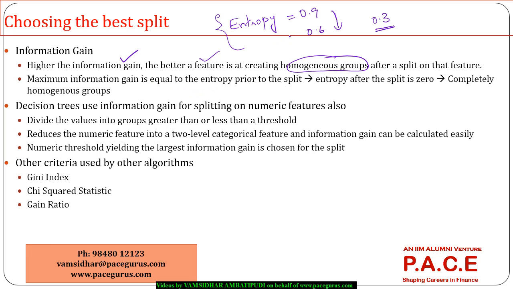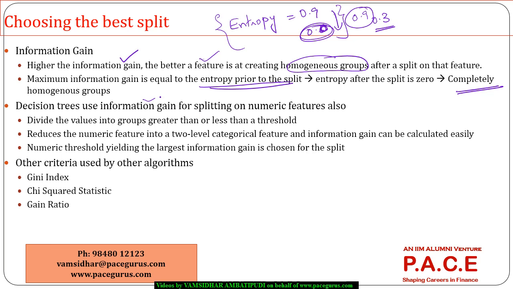If I am talking about a maximum information gain, it's like entropy falling to zero. So the maximum information gain is in this case 0.9. It is equal to the entropy prior to the split, because post the split we are expecting the entropy to become zero. Then only there is a possibility of maximum information gain in the process. And when such a thing is happening, the whole group is homogeneous. So the decision making is quite simple for that particular group.